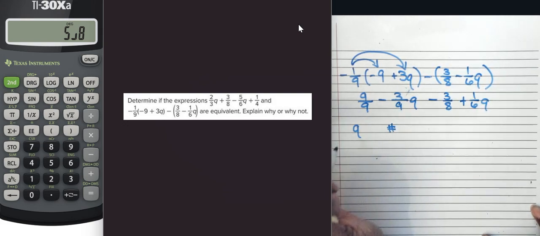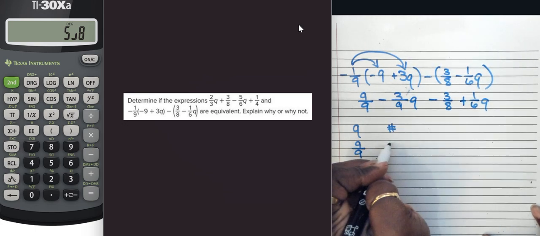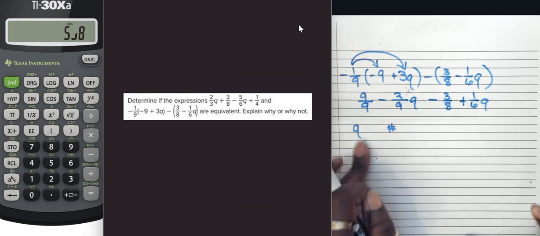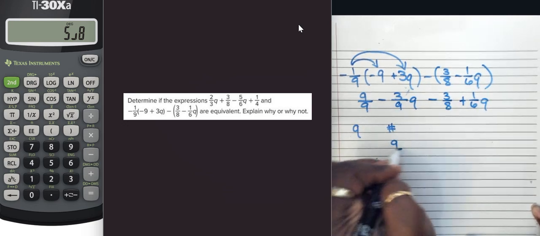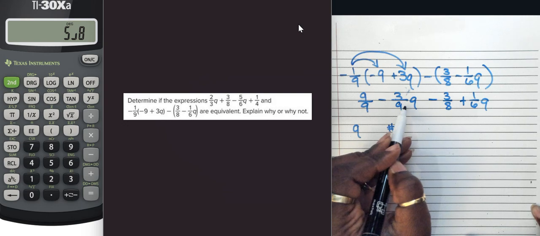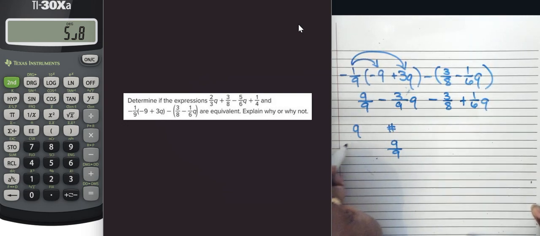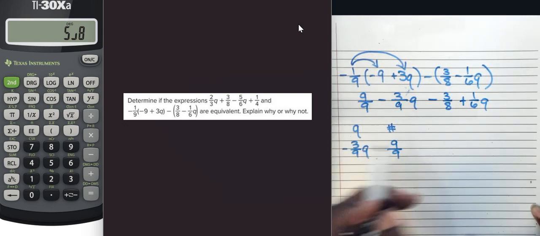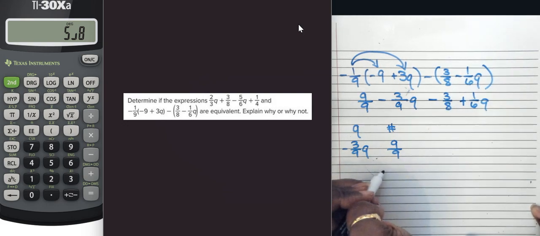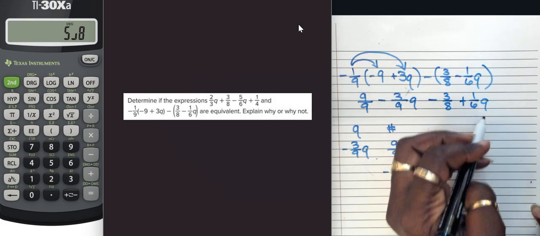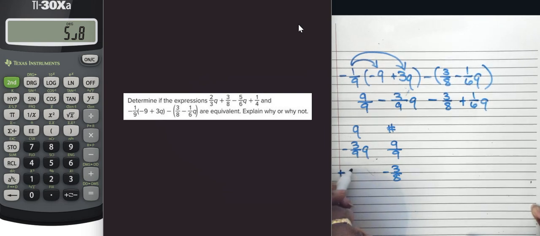Okay, so now what we have is going to be 9/9. And just so you're aware, 9/9 is the same thing as 1. So hopefully you figured that out. And then we have our 3/9 q. That's under the wrong one. That was a constant. So 9/9 goes under the constant. Our -3/9 q, so we're going to put that over here. And then here we have -3/8. That goes under our constant. And then we have a positive 1/6 q. So that goes over here.